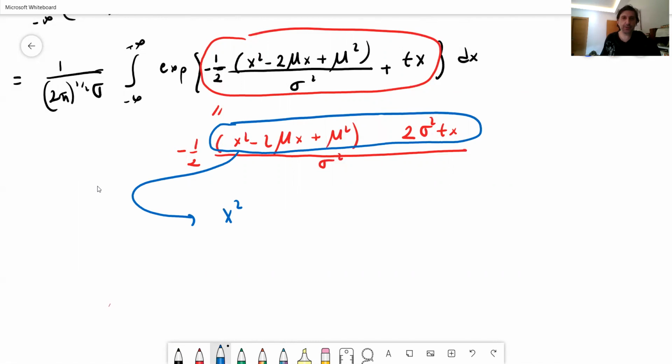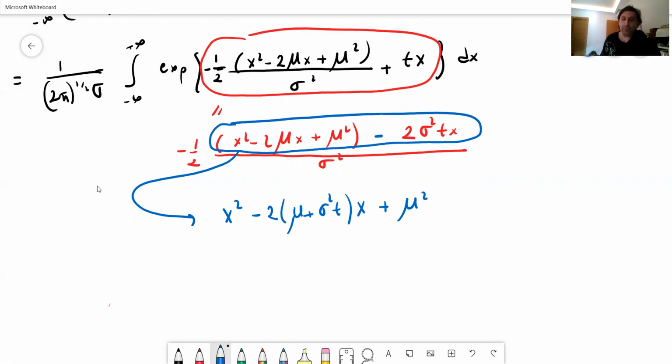So I made a crucial mistake. This should be a minus sign here. Yeah, because we got the common minus 1 over 2 here. So this should also be minus. x squared minus 2, let's also keep 2 out, 2 times mu plus sigma square t x, all right, plus mu square.